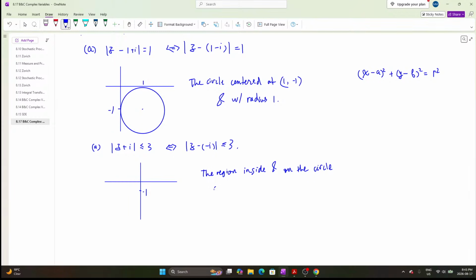Now, that is centered at 0 minus 1 and with radius 3. Okay, so there you go. So if the radius is 3, then the highest point should be (0, 2), right? And the lowest point should be (0, -4). So that's the circle.